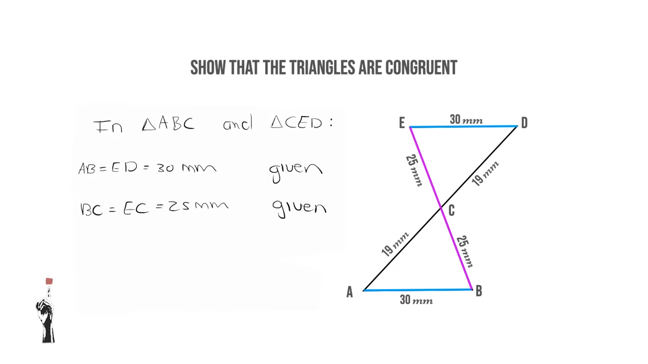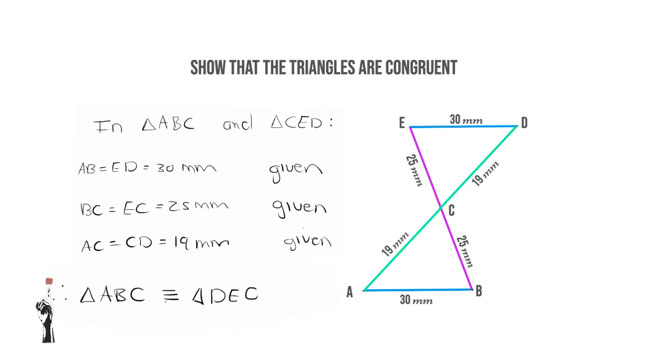Lastly, I see that my third corresponding sides are also equal, which is AC equal to CD, 19 millimeters. This is also given. Therefore, I can say that triangle ABC is congruent to, and now I need to make sure that my order is correct. So I know that it must be congruent to triangle DEC.